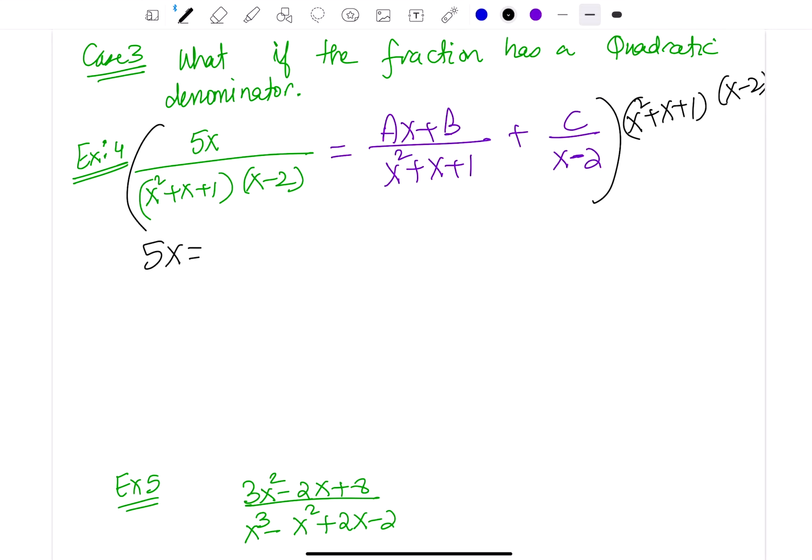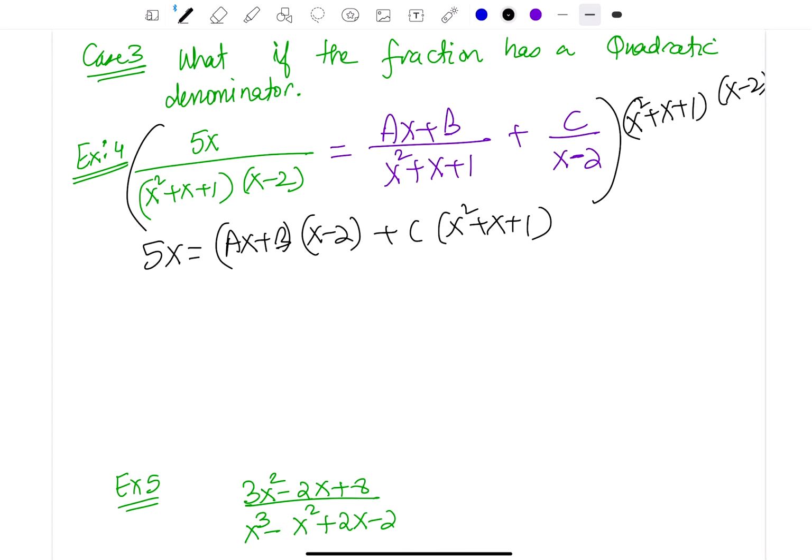That leaves me with 5x on the left hand side, (ax plus b) times (x minus 2) plus c times (x squared plus x plus 1). Again, clever substitution is not going to work here.